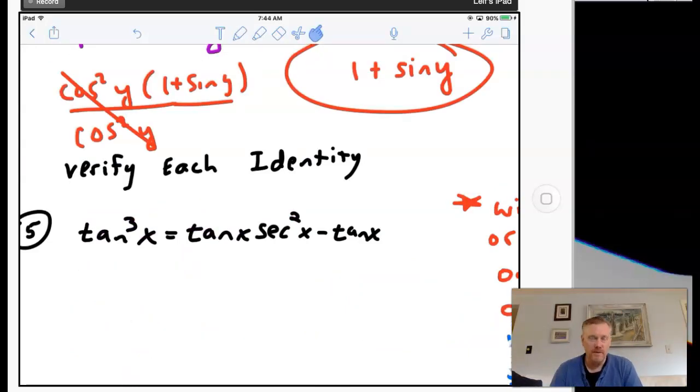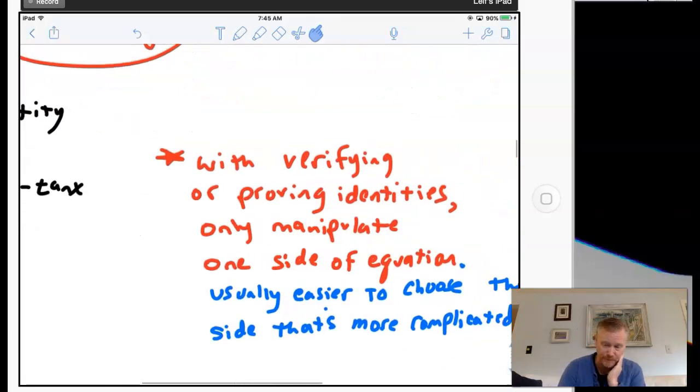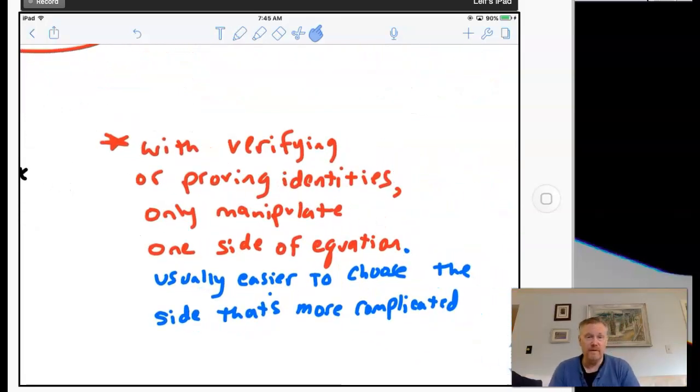So here comes the new stuff. Verifying each identity. So this one has an equal sign. And there's a couple of simple rules with this. To verify or prove an identity, you only manipulate one side of the equation. All right, that's the big rule. And students don't often like this. They like to multiply. The golden rule of algebra says you can multiply both sides of the equation by something. But here, you're just manipulating one side, which makes it a little trickier.